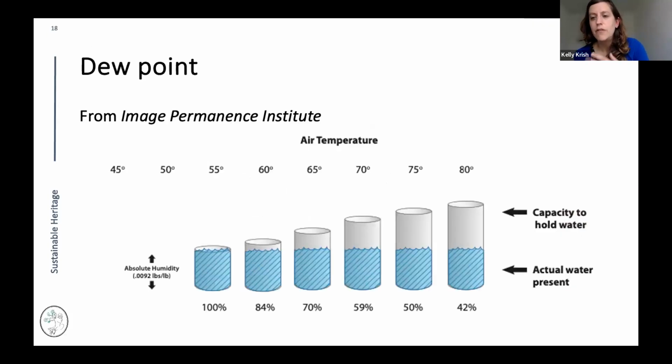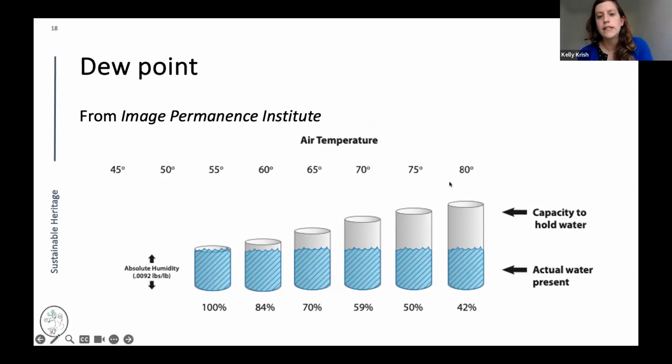I find this to be a really helpful graphic from the Image Permanence Institute because it relates the three parameters of dew point, temperature, and relative humidity. The easiest way to think about it is this: you maintain a constant dew point. That's the amount of moisture that's in those containers. I don't know if you can see my cursor, but going across, they all have the same amount of moisture present. So the dew point's the same in all these situations.